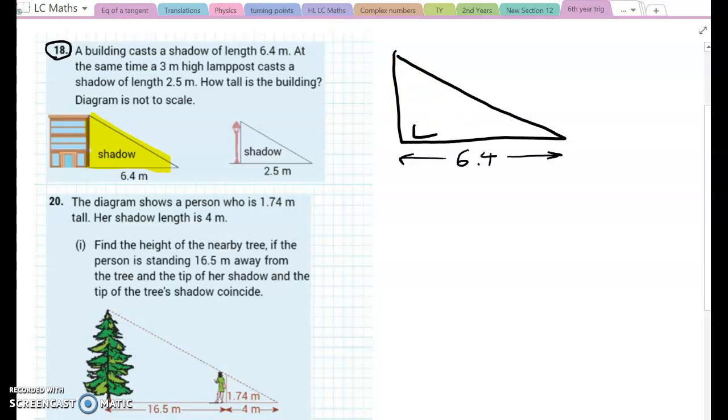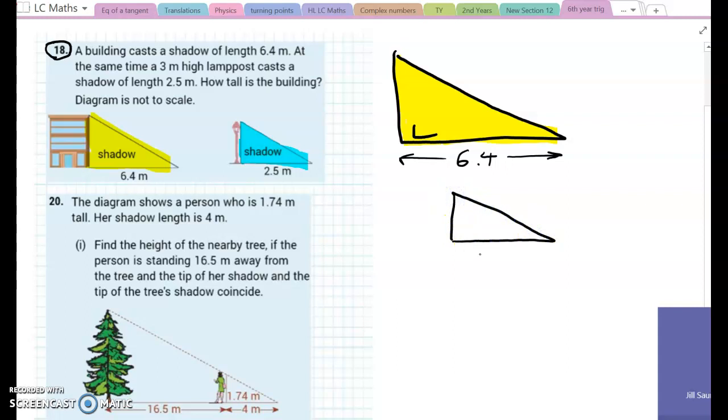Now there's another triangle, and it's made from the shadow made from a lamppost. And let's do this in blue. You're given a bit more information for this one. You're told that the bottom part of it is 2.5. It's also a right angle triangle. And that the lamppost is 3 meters high. So if the lamppost is 3 meters high, well then that side of the triangle is also 3.